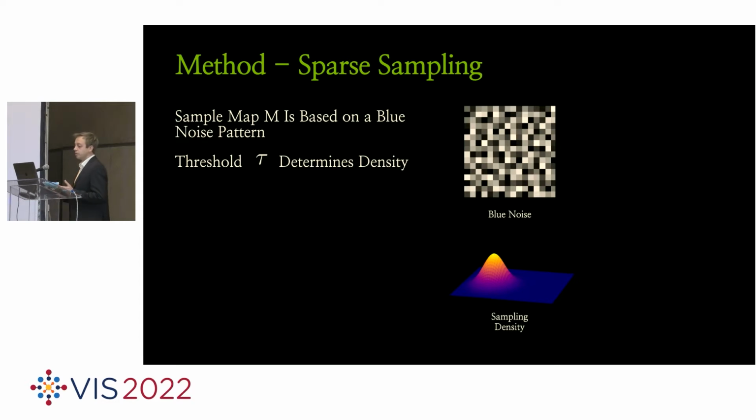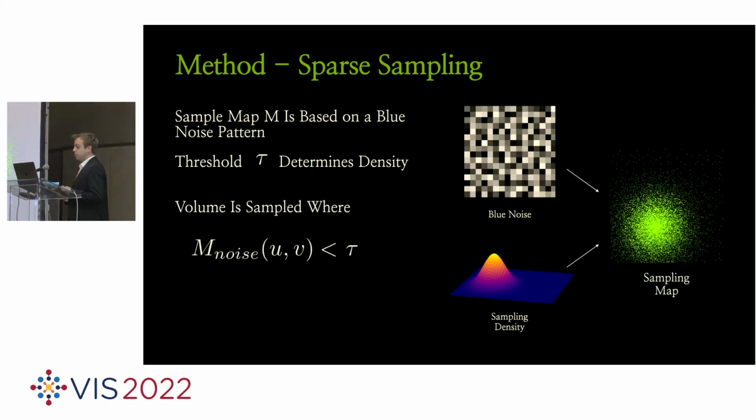pixel and is based on the sampling PDF that we saw in the previous slide and this blue noise pattern. To determine if a pixel should be sampled or not, we compare the value tau against the noise value at that pixel, and if the noise value is less than tau, the sample will be taken, otherwise the pixel stays blank, and that results in this binary map that we see on the right here.